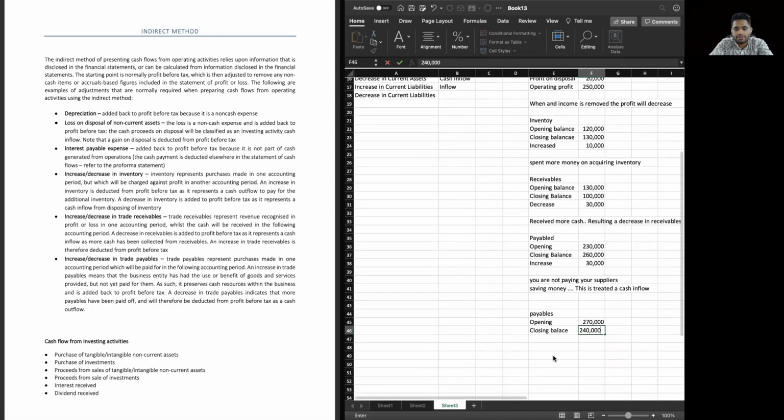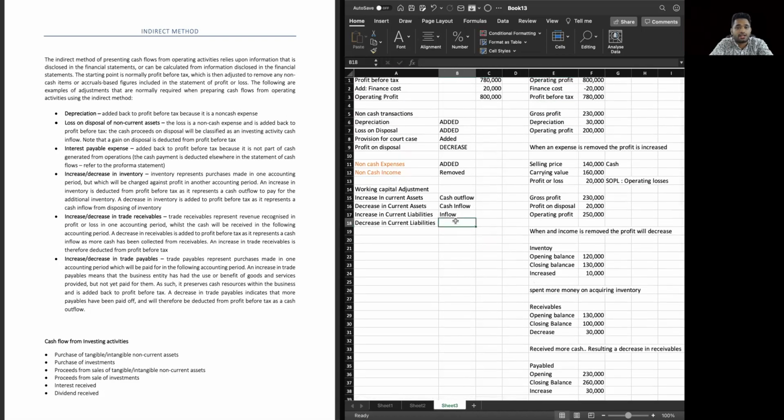240,000, that means you have been paying more, right? Your trade payables are decreasing by 30,000, which means you are paying more. So you are basically spending money, settling the money, or paying your money to your suppliers. So this will be treated as a cash outflow. So if there is a decrease in your current liabilities, that will be taken as a cash outflow.